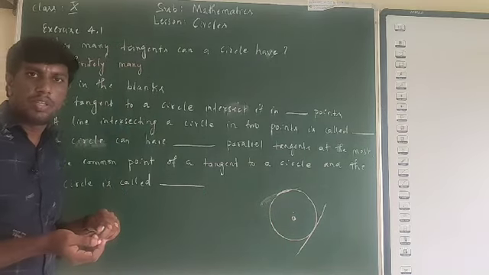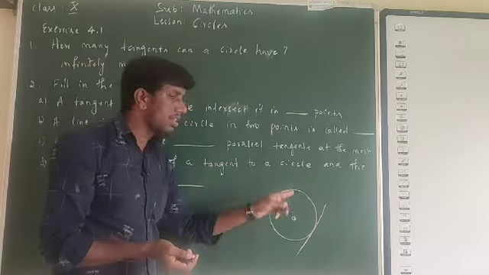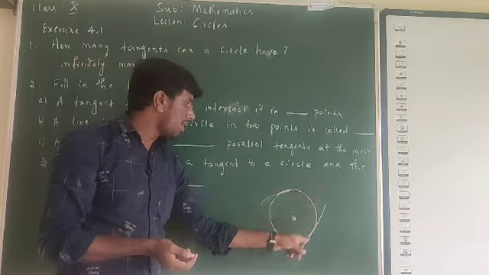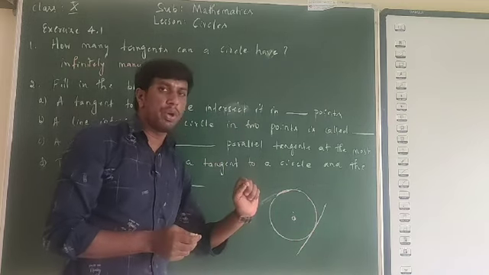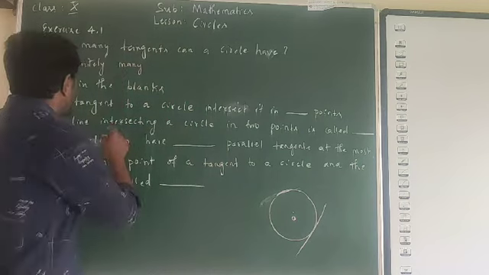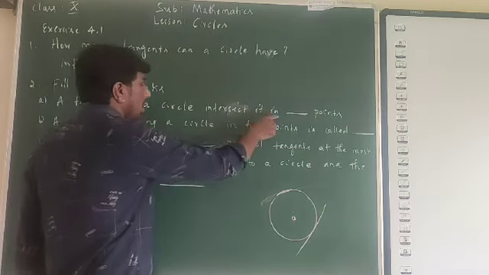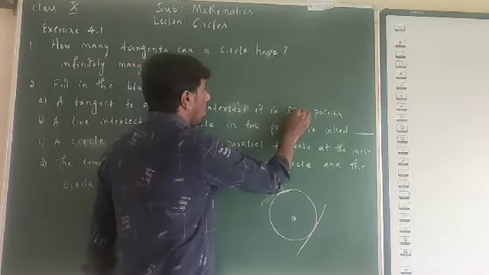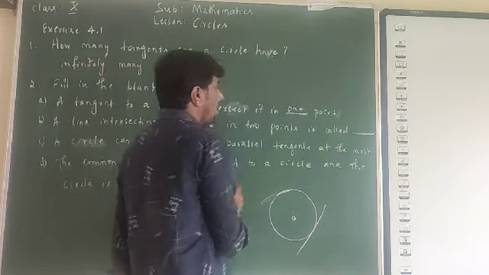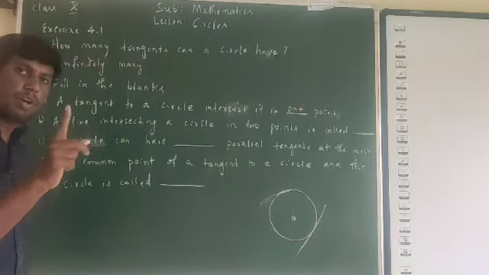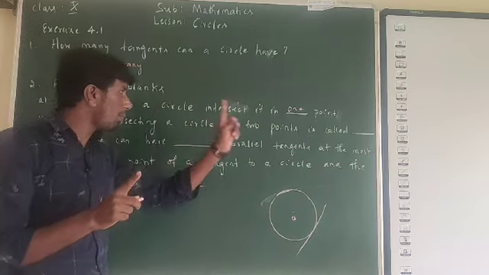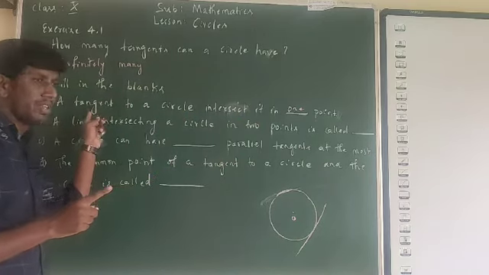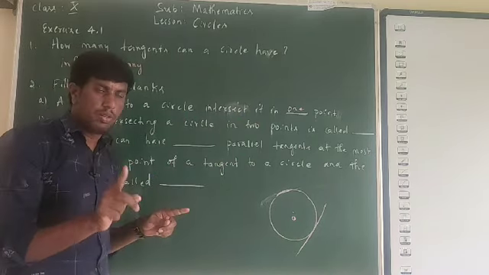So in how many points? If it intersects at 2 points, then it is a secant. So a tangent and a circle will intersect at how many points? Only at 1 point. A tangent to a circle intersects it in 1 point. If it intersects at only 1 point, then only it is called a tangent. Otherwise it is not a tangent.